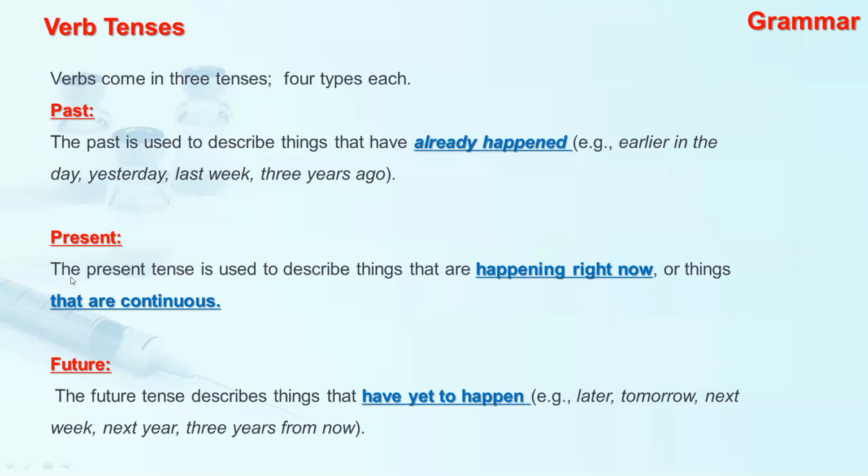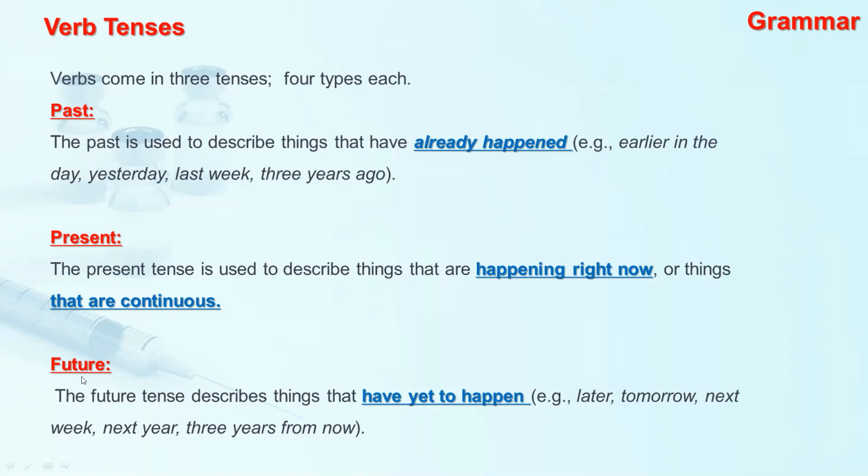Present: the present tense is used to describe things that are happening right now or things that are continuous. So the second one, present, is the tense talking about or describing actions or events happening right now or continuous.